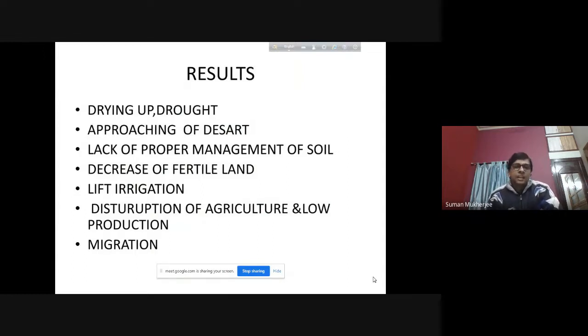Now, the results are drying up or drought. Actually, the environmental and ecological factors brought a huge drought and dried up the whole civilization, with the approach of desert. The whole civilization was covered with so much forest, but the huge devastating deforestation caused a desert, and lack of proper management of soil, and the soil salinity has increased and the fertile land decreased, which resulted in the loss of irrigation and disruption of agriculture and low production, and the people have migrated from Harappan sites to other sites.